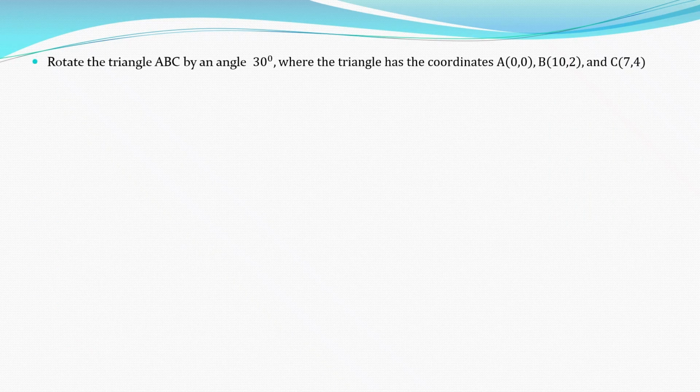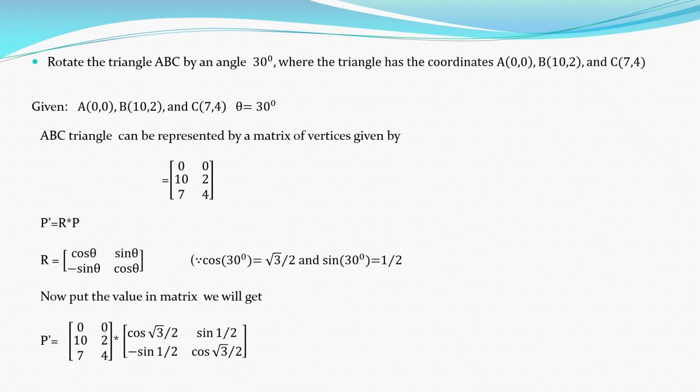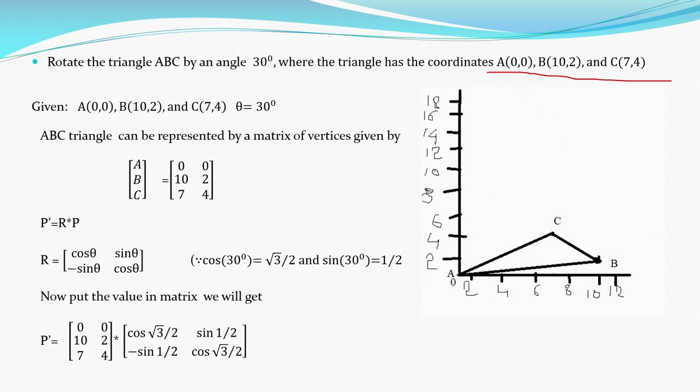So here I am taking one example, so you can easily get the concept. Okay. So rotate the given triangle ABC by an angle of 30 degrees, where the triangle has the coordinates A is 0, 0, B is 10, 2 and C is 7, 4. Okay. So we have to form a triangle. This is your triangle here. So we want to rotate it by 30 degrees, somewhere here. We'll see how the triangle has to rotate.